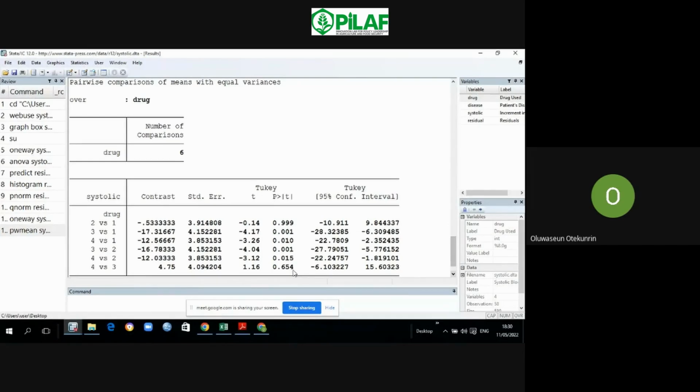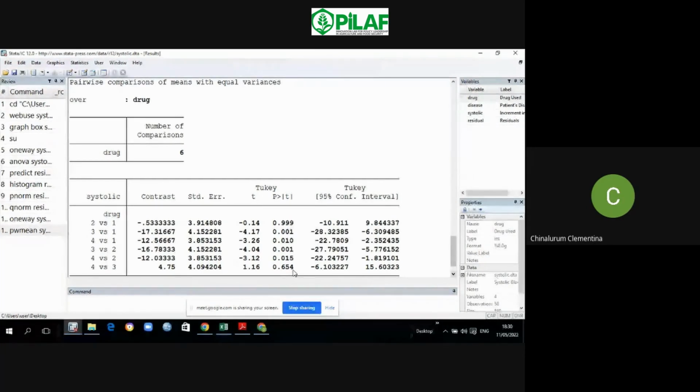And so you only do multiple comparisons after you have rejected H0 in your main ANOVA output. You must have rejected H0 there before you move. If you accept H0 there is no need for any multiple comparison. If you accept H naught under your ANOVA table, there's no need for any multiple comparison procedure.